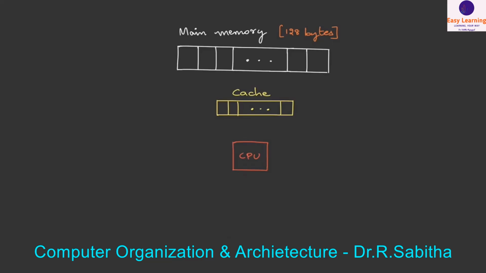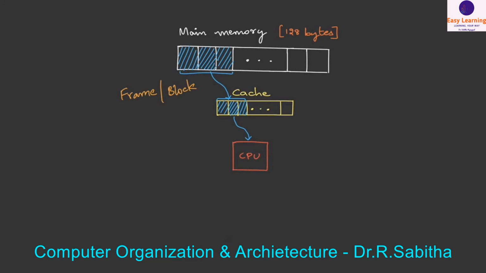So, whatever data is required by the CPU will be transferred from the main memory to the cache and then to the CPU. This is how it will happen. So, let me say the CPU is requesting for this block, right? The CPU is requesting for this block. What will happen is that block will be transferred to the cache and then to the CPU. But in reality, only one block will not be transferred.